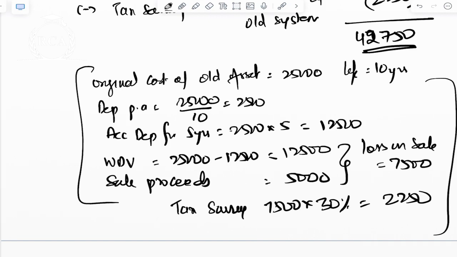Compute incremental cash flows now, guys. Read the question carefully. Sales are not increasing by 10%, 10%, 10%. Just once for the next 5 years. That means 1,10,000 rupees for the next 5 years. That's it. Do not take 1,10,000 plus another 10% plus another 10%. 10,000 per annum for the next 5 years. That's it.